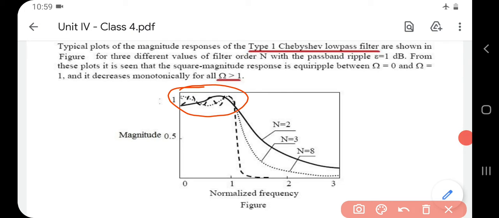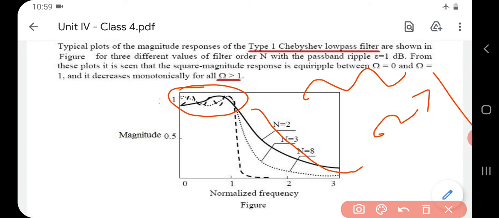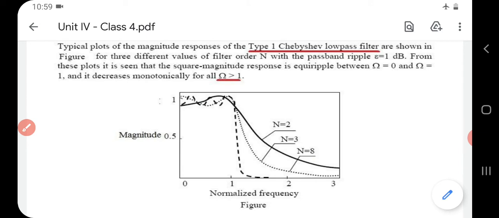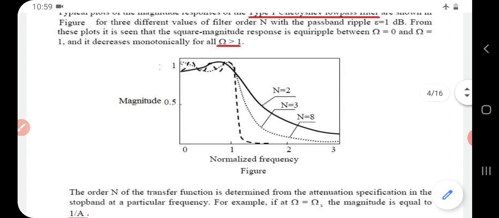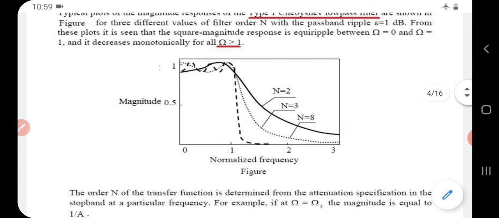It has got some ripples like this, whereas it decreases monotonically for all normalized frequencies omega greater than 1. This is a normalized frequency, and for all these frequencies greater than 1 it is decreasing. So this statement is clear from this graph. Remember, omega p means passband edge frequency, omega s stop band edge frequency, and simply omega means normalized frequency.